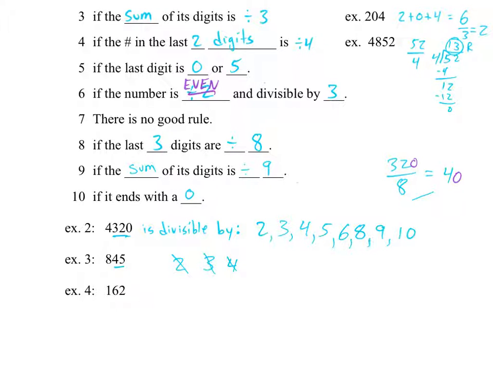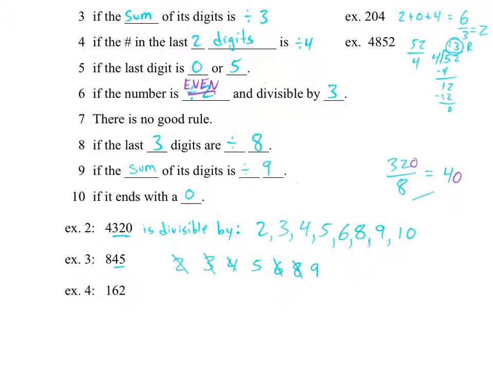Yes, because it ends in 5. Perfect. 6 is if it's even and divisible by 3. No, because it's not even and it wasn't divisible by 3. We crossed out the 3. 7, skip it, there's no good rule. 8, do we have to check the rule for 8? No, because it's odd. 8's even, so odd numbers are out. Or you could do the last digits. But okay, how about a 9?